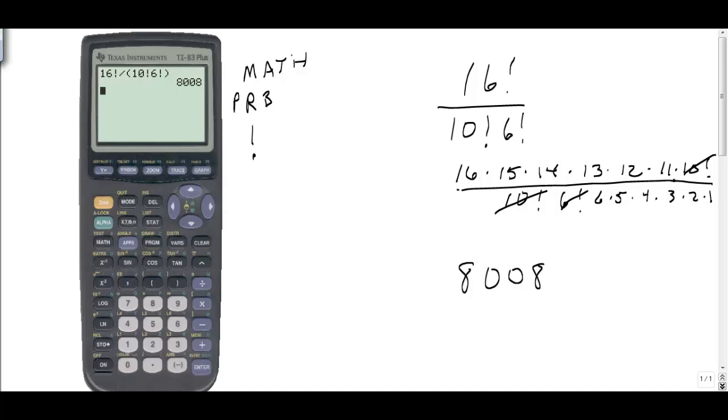And again, for an exam, if you just write down 8008, that's fine if you do it by the calculator. But just be careful that you use parentheses. If I didn't use parentheses, I would have done 16 factorial divided by 10 factorial, times 6 factorial. So just be wary of how you're using your calculator.